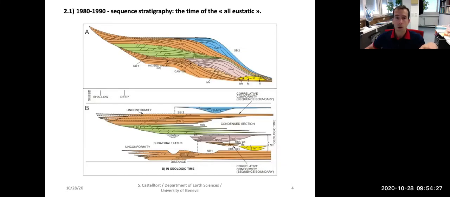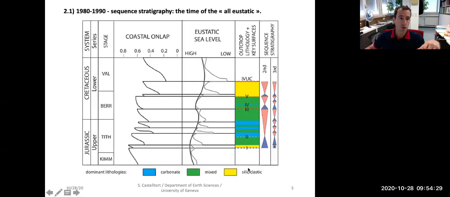And so the next slide showed this. This is the coastal onlap curve. You know, here for Kimmeridgian, Tithonian, Berriasian, Valanginian. So shift towards the land, and then abrupt shift towards the basin, then shift landward, abrupt shift towards the basin, shift landward, etc., etc. And these they tied to eustatic sea level. Eustatic means global sea level.